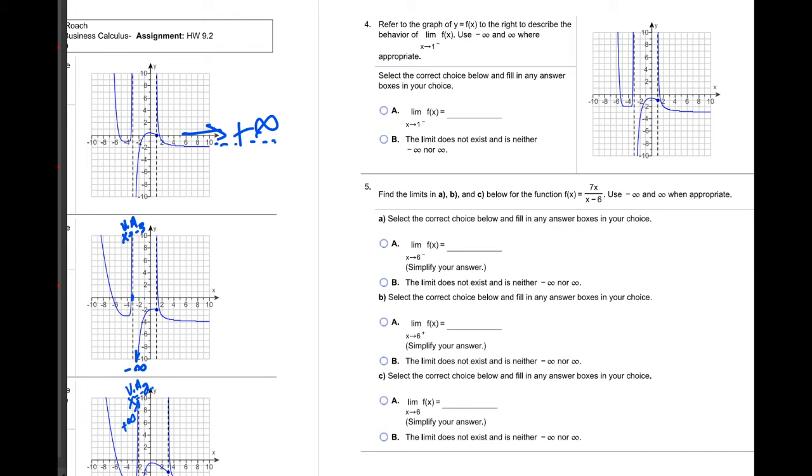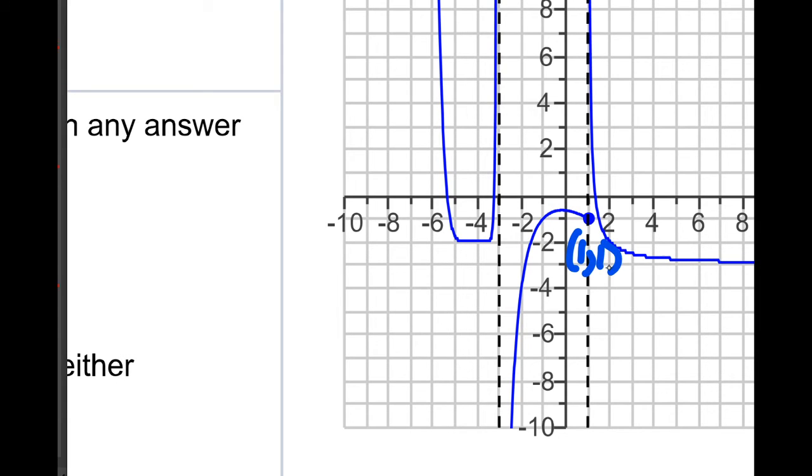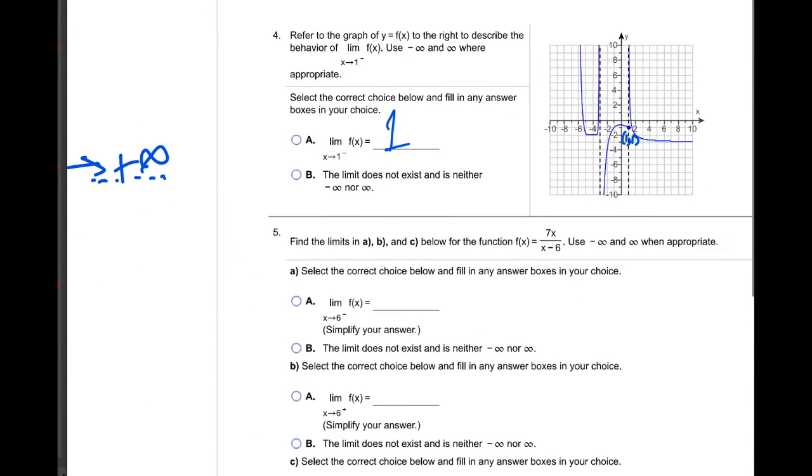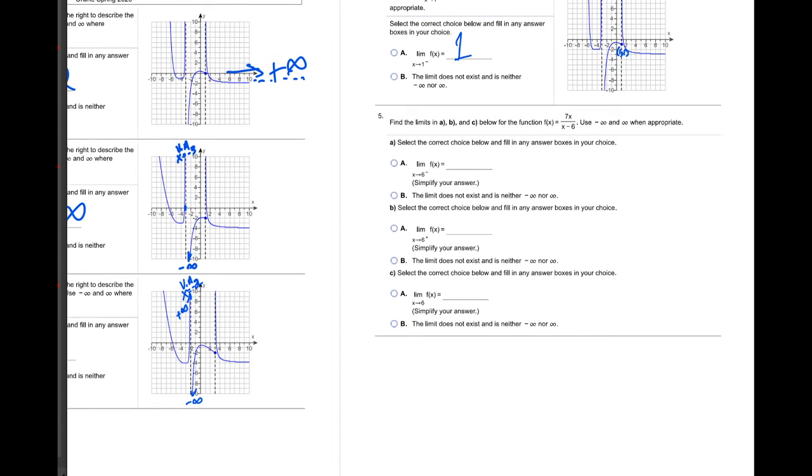So keep in mind the tick marks. We are approaching 1 and that dot right there. At that dot on the left-hand side, we are approaching the point (1, 1). That actually exists on the graph. It's the right-hand side that has the asymptote behavior. All right, on to number 5.